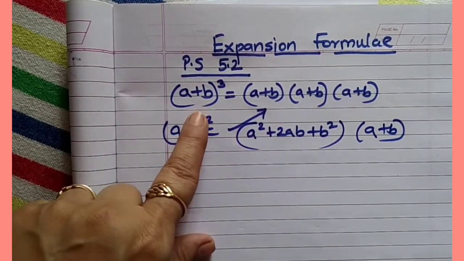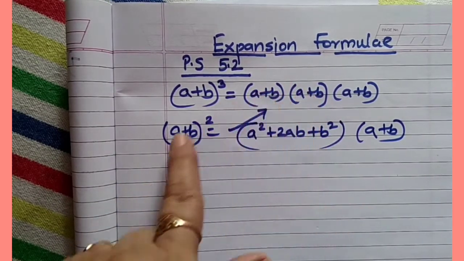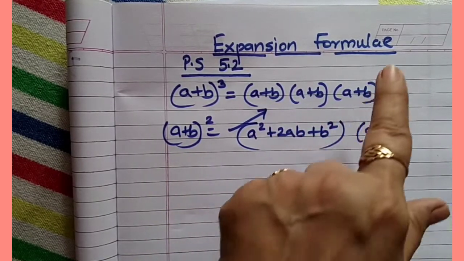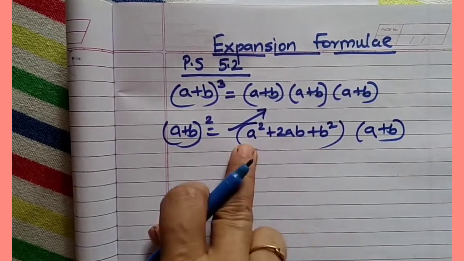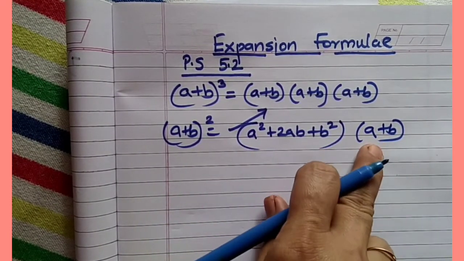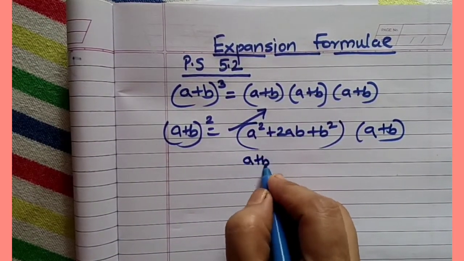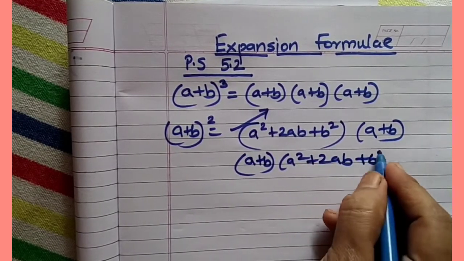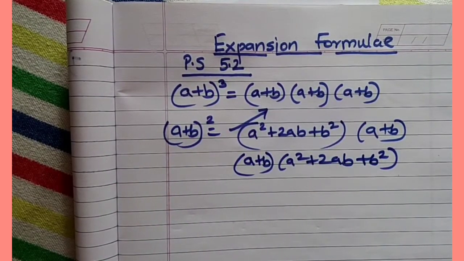When I write (a + b) whole square, this is the full form. Here there are two, this is (a + b) into (a + b). Instead of these two (a + b), I have written this, and this third (a + b) is as it is. So now I have to multiply this whole expression with this. I can write it as (a + b) multiplied by (a^2 + 2ab + b^2). I have just interchanged them for my convenience so that multiplication will be easy for me.